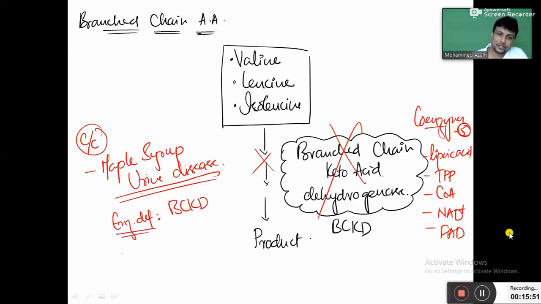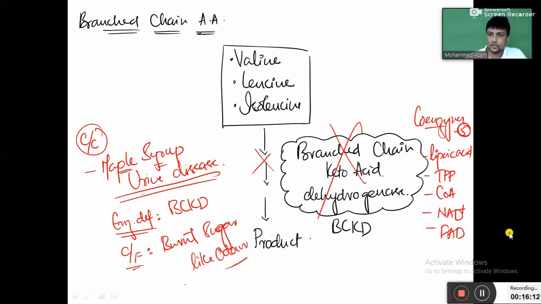My dear friends, what is the clinical feature? Why is it called this? What is the meaning of maple syrup urine disease? The urine smells like maple syrup, odor. And how is the odor of the maple syrup, guys? Burnt sugar. You have to remember that word, burnt sugar. So a burnt sugar like odor will be there in the urine, and that's the reason why it is said to be the maple syrup urine disease.